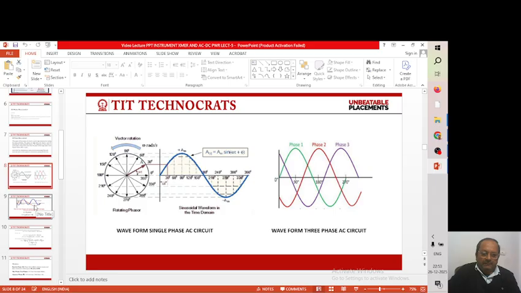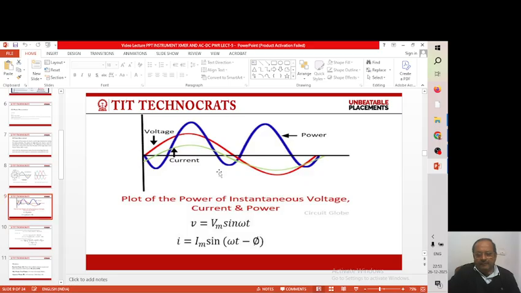So we are going to study power in AC circuits. First we will see the power in a single phase AC circuit.